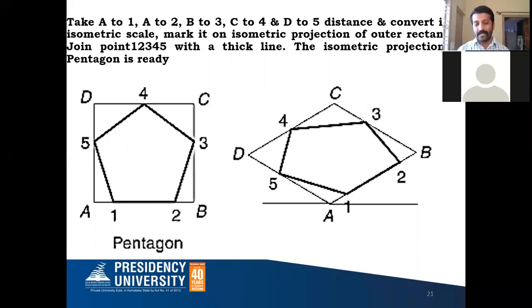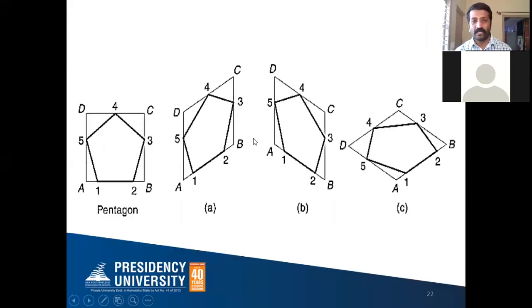For these planes, let them be retained, but the outer square should be a thin or light line as much as possible, and the only object you see is your pentagon. The object should be made thick. So this is how we have to draw the isometric position of the pentagon lamina. Similarly, in the other two cases also you can draw it, and you're going to get the pentagon lamina like this in the other two cases also.